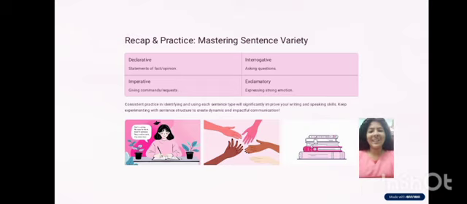So the types of sentences play an important role in our day-to-day communication.